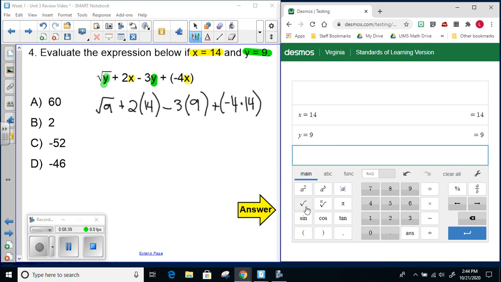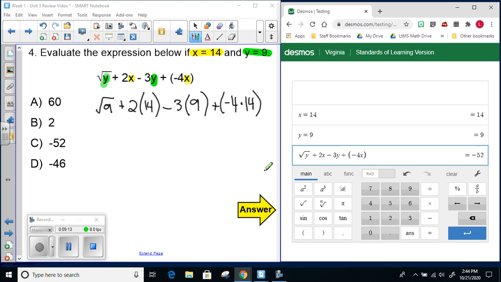So the square root button is over here, and if I want to do the square root of y, I just type a y. Now I have to be careful because if I try to type a space to do the plus 2x, it's going to put it under the square root. So instead of a space after the y, you need to arrow right. Once you do that, you can go ahead and write your plus 2x, and it won't be under the square root symbol. And then you can write your minus 3y, your plus, and then your parentheses, negative 4x, and then close parentheses.